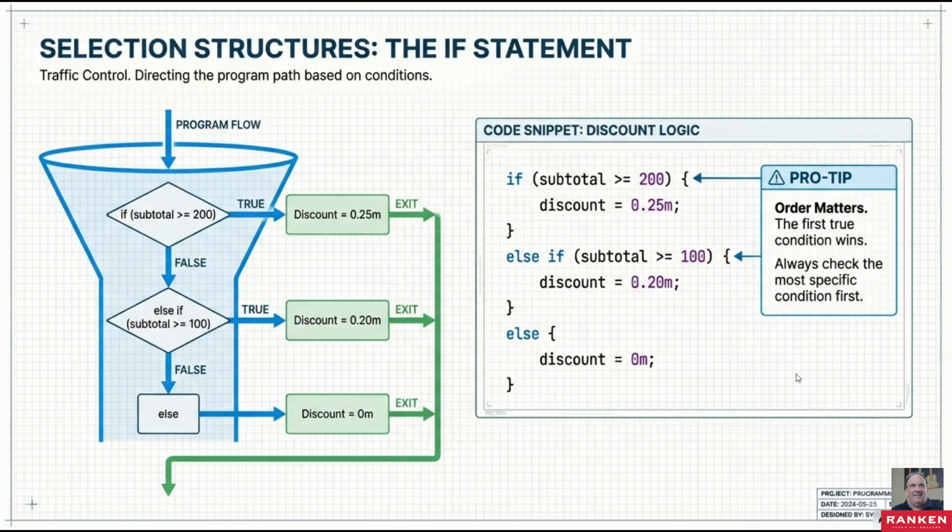So here is selection structures, the if statement. It's a traffic controller, right? It's directing the program path based on conditions. So here's an example. You're doing if a subtotal is greater than or equal to 200. If that is true, then you're setting some variable, discount equals 0.25, right? Which is 25%.